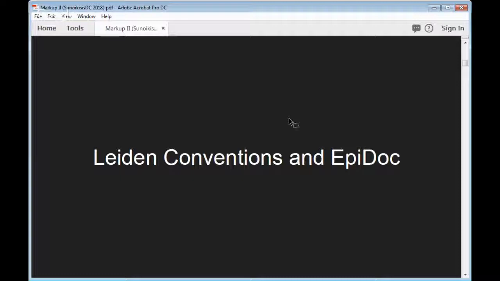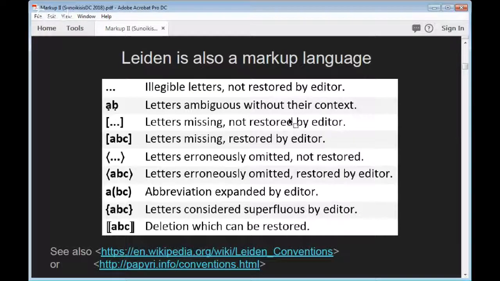The second thing I want to talk about just briefly is, we talked again about the Leiden Conventions. This is a slide which I showed you 2 weeks ago. And Leiden is, as we said then, a markup language, right? We use arbitrary symbols to indicate semantic meanings. If we have text that is surrounded by square brackets, as here, that means that those characters were, we believe, originally written on the support we are transcribing, but they are now lost. And so we are restoring them.